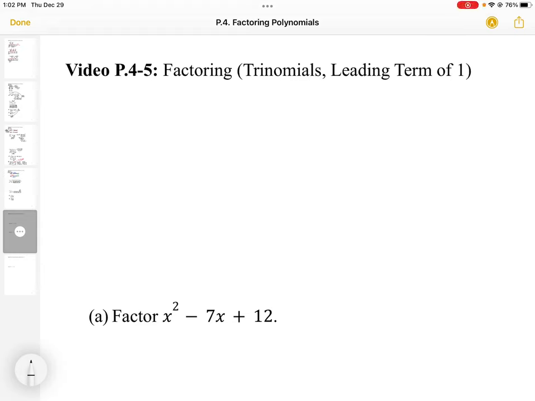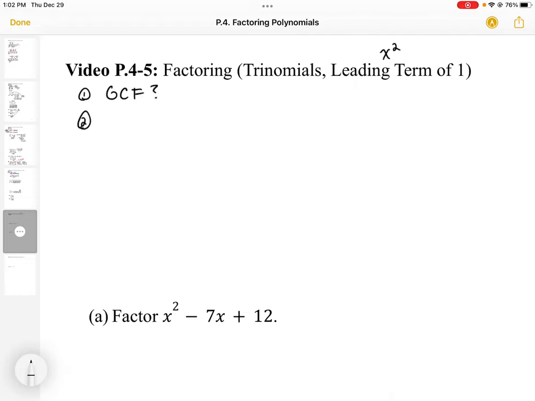In this video, we're going to be factoring a trinomial with the leading term of 1, meaning the coefficient of the leading term is 1, and that leading term is our squared term. So the first step to factoring is always looking for a greatest common factor. Okay, doesn't mean we always have one, but we're going to look for it.